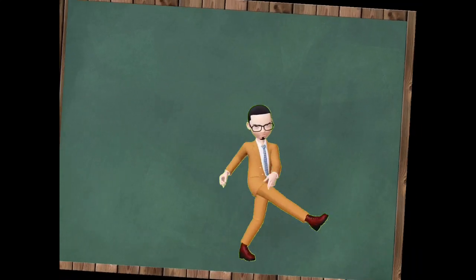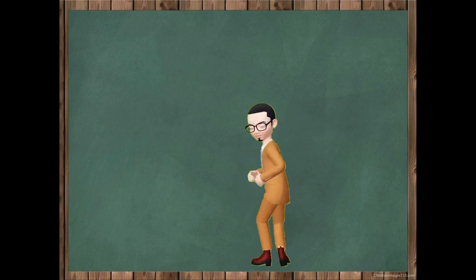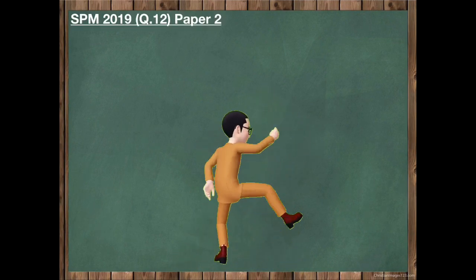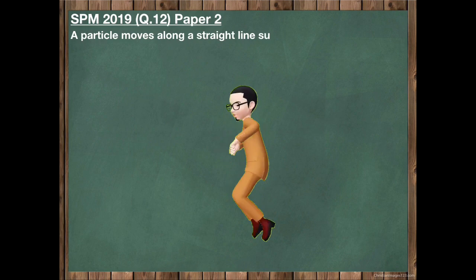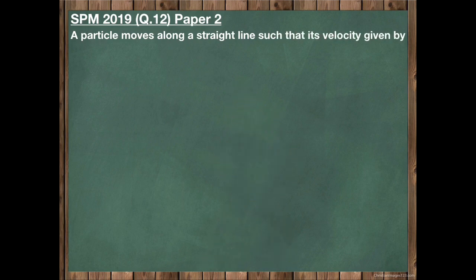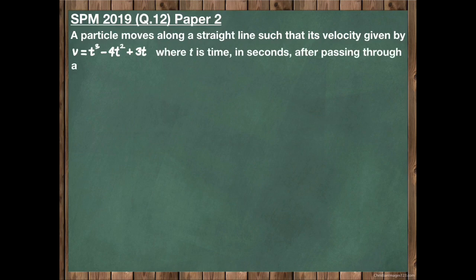This question about motion along a straight line, we pick up the question from SPM 2019, question number 12, paper 2. Okay, a particle moves along a straight line such that its velocity is given by v = t³ − 4t² + 3t, where t is time in seconds after passing through a fixed point O. So, question (a) first asks you to find the initial acceleration.